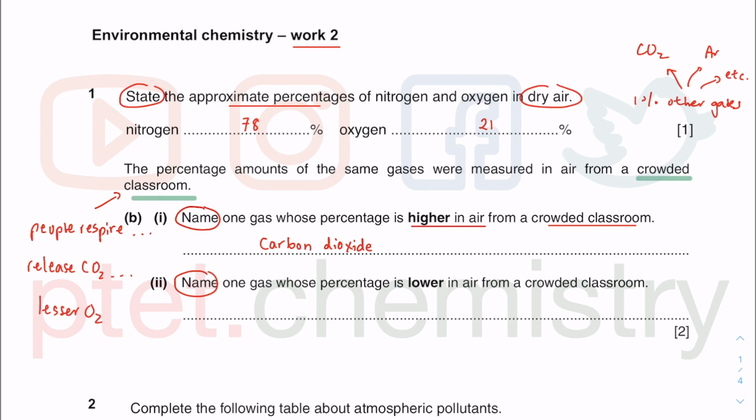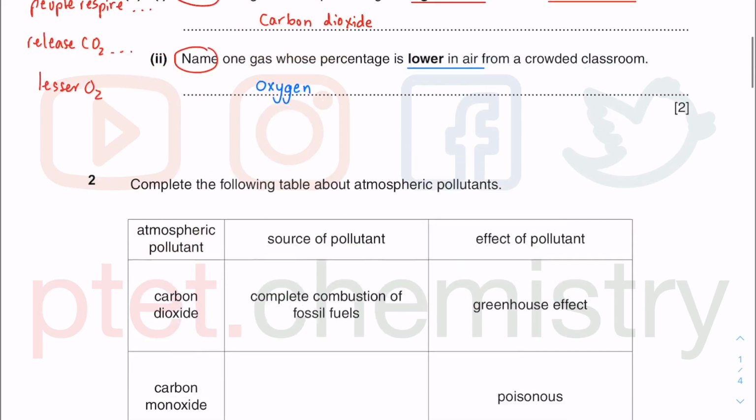Now name the one gas whose percentage is lower in the air. There has got to be oxygen. As the people in the crowded classroom respire, you will have less oxygen and more carbon dioxide.